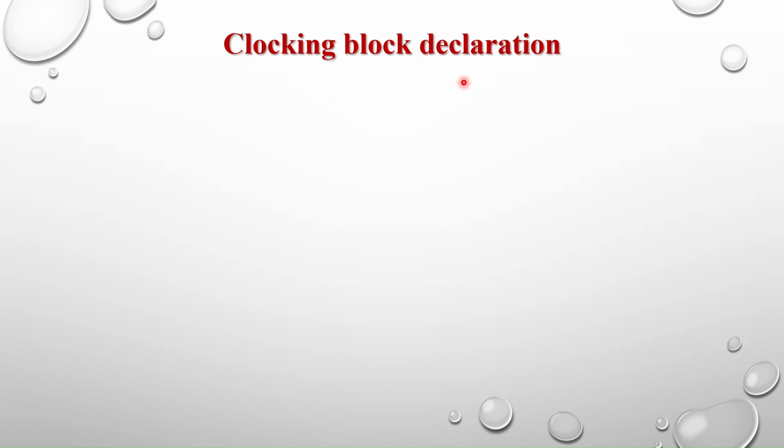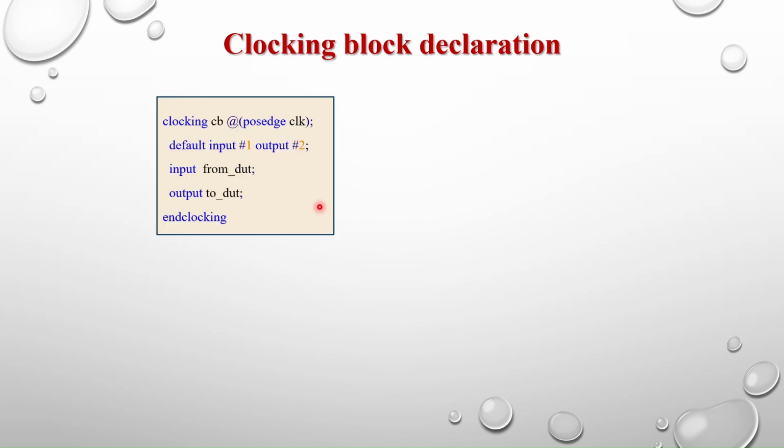Now we will see the clocking block declaration. This is how we write the clocking block. All the timing requirements should be enclosed within the clocking and endclocking keywords. CB is the clocking block name and posedge clock is the clocking event. There are some terms for clocking blocks, and when explaining the clocking block we have to use those terms.